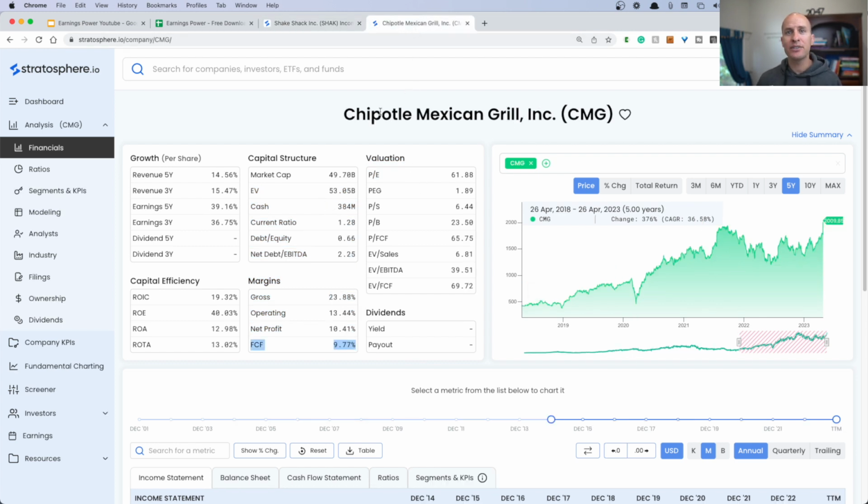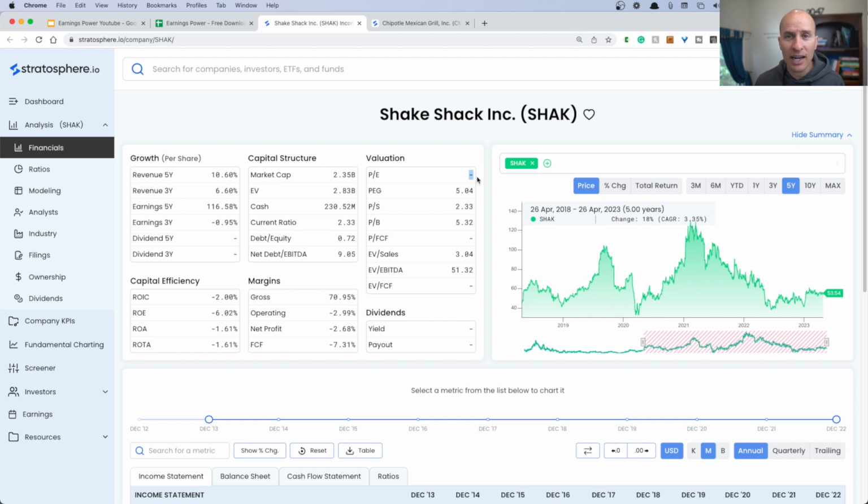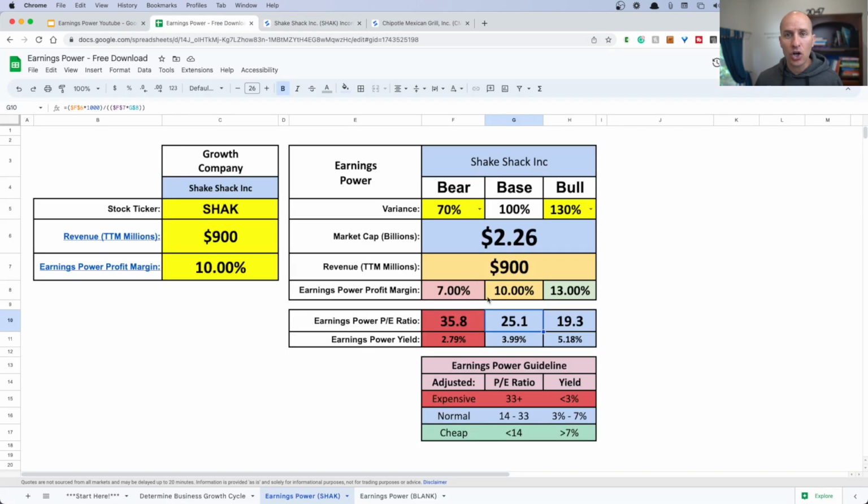Now, by comparison, Chipotle, which again is a bigger, more mature company, is currently trading at 62 times earnings and 65 times price to free cash flow. So Shake Shack, even though it does not have earnings today, if you look at that earnings power multiple of 25, you could make the argument that Shake Shack today is the better value when compared to Chipotle. In fact, it's less than half the valuation than Chipotle is currently fetching.